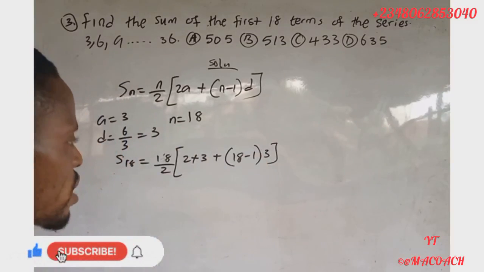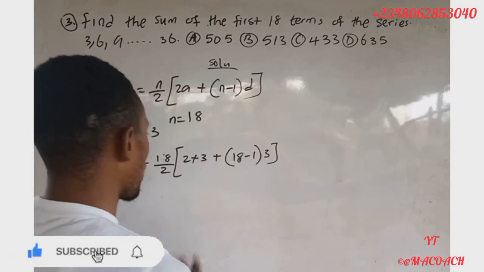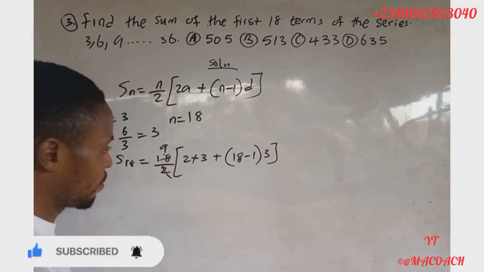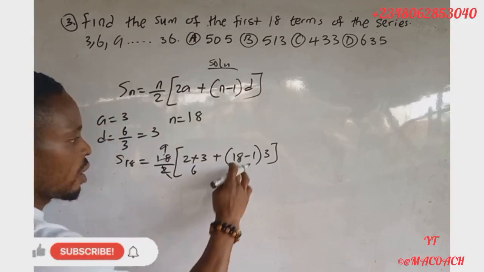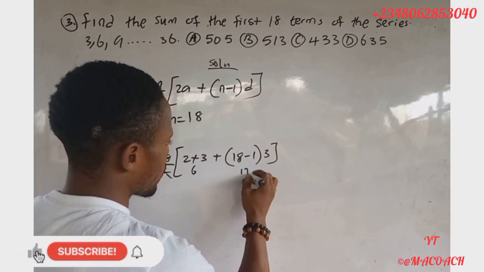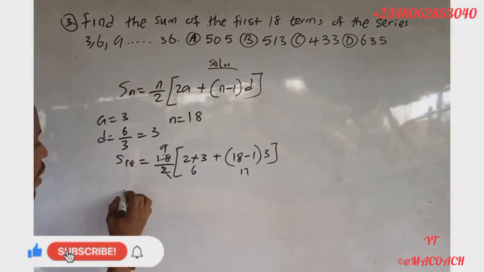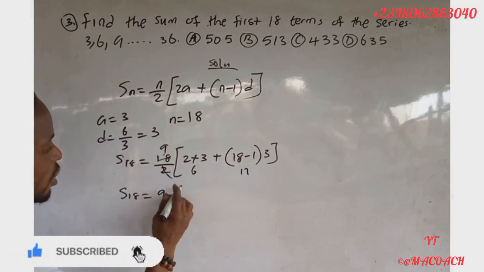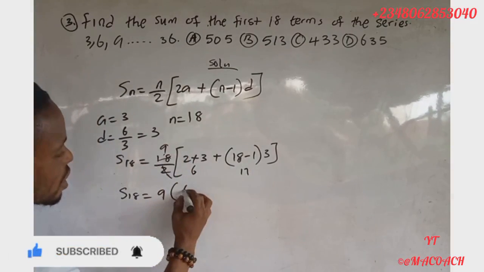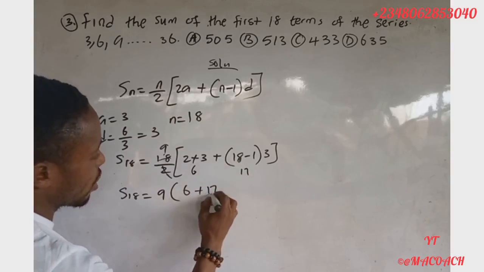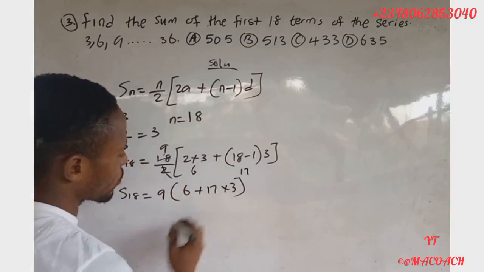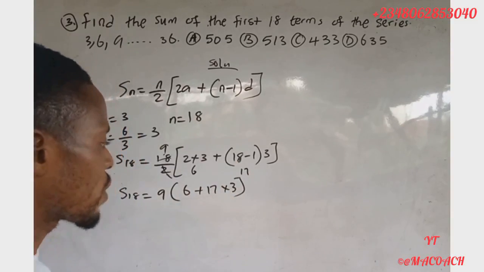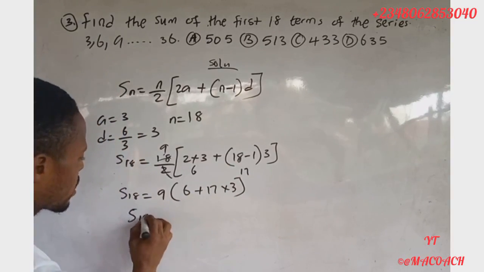Okay. So the next thing to do, let's open this bracket. Because it's 2 here, 18 divided by 2, we have 9. 3 times 2, we have 6. 18 minus 1, we have 17. So let me write it now. S18 is equal to 9, open bracket, 6 plus 17 multiplied by 3. 17 times 3 is 51.